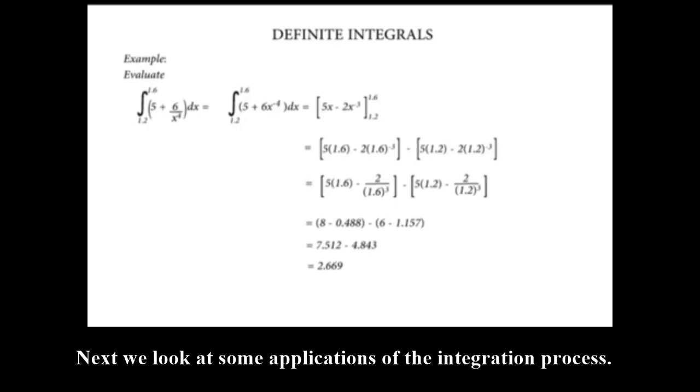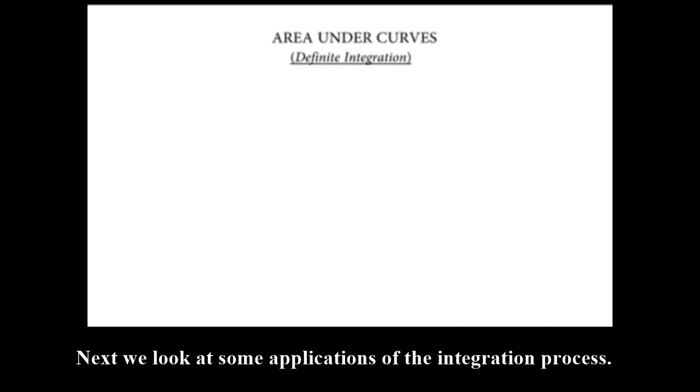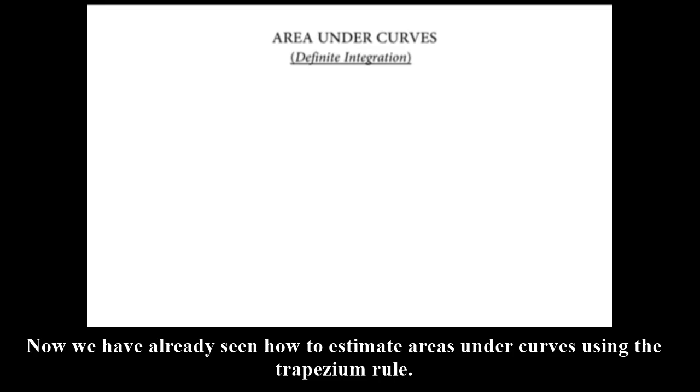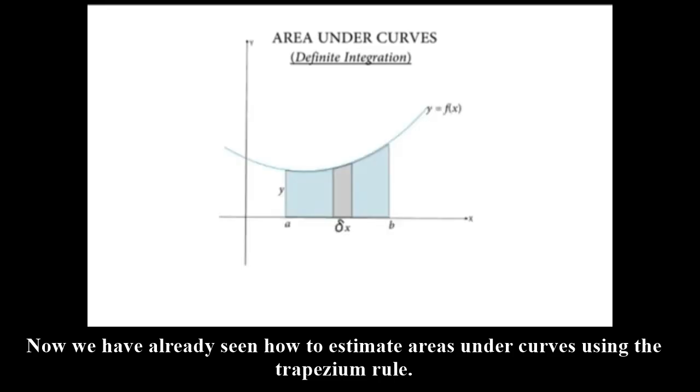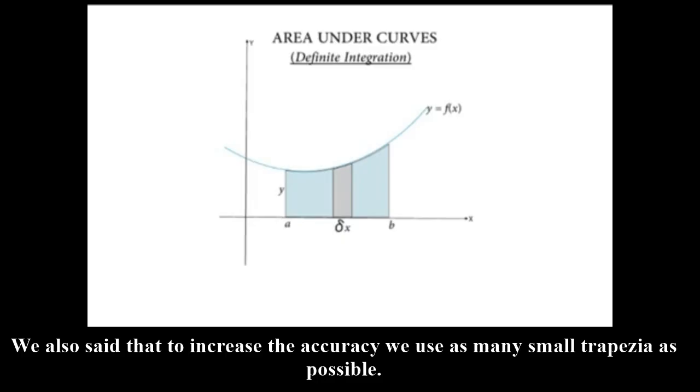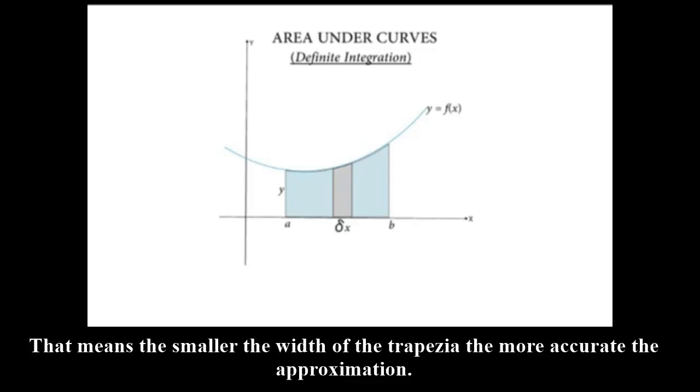Next, we look at some applications of the integration process. One of them is the area under curves. Now we have already seen how to estimate areas under curves using the trapezium rule. We noted that the area calculated can be an underestimate or an overestimate. We also said that to increase the accuracy we use as many small trapezia as possible. That means the smaller the width of the trapezia, the more accurate the approximation.